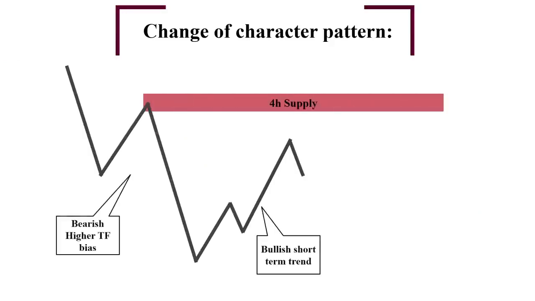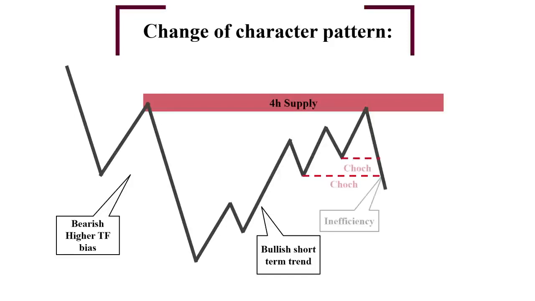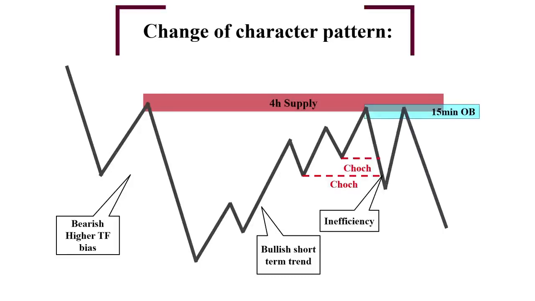We call this change of character pattern. This pattern forms after mitigating a higher time frame supply or demand, meaning that we always trade this pattern if we have the market in our direction in higher time frames. Here, our higher time frame direction is bearish. After mitigating the supply zone, our short-term trend changes the character with inefficiency, leaving a perfect supply zone. So when the price gets back to this level, we will execute our short entries.